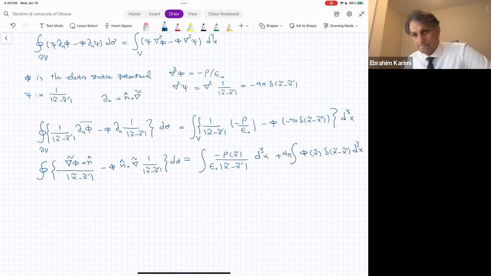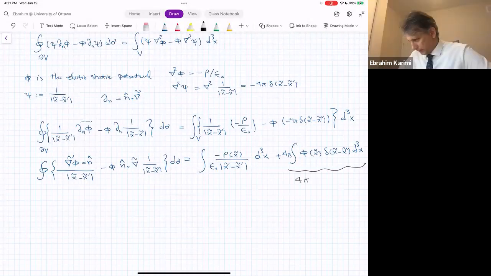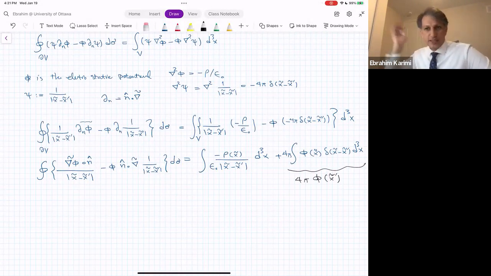Good. So look at this term. What would be the result of this? 4 pi and then at x prime, the potential. Yes, it will be 4 pi phi of x prime. Do you agree, guys? This is what we derived also from the previous lecture. Any function of x, delta of x minus x0, dx will be the function at x0. This is exactly what happens here. Okay? And the integral and delta will disappear.